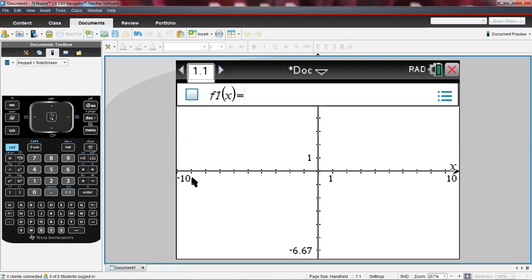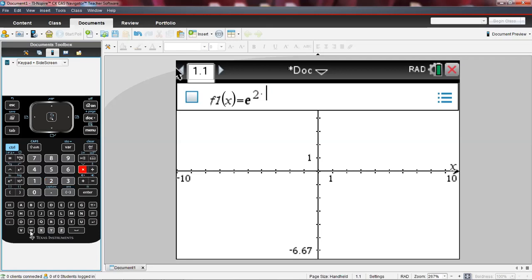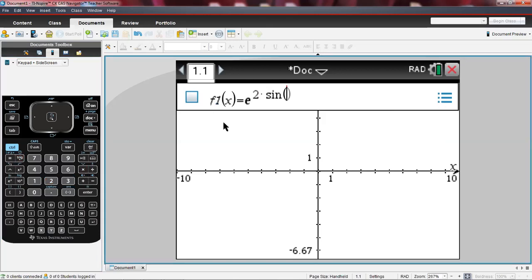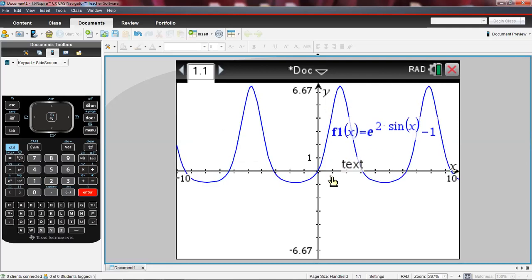With a calculator, it's very simple because the only thing you have to do is graficar, graph the equation you receive, right? And sketch it. So my equation is going to be e to the 2 times 3 sine x, and then minus 1, right? And we see this.